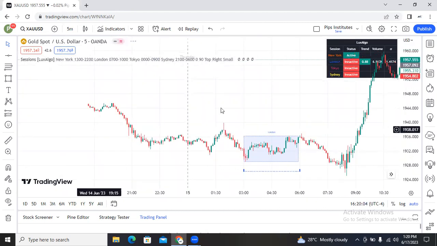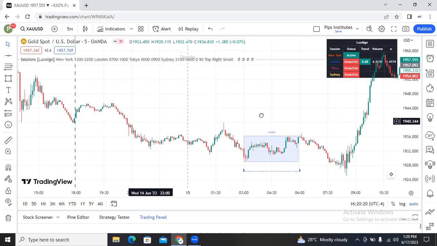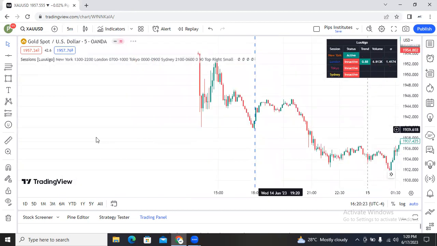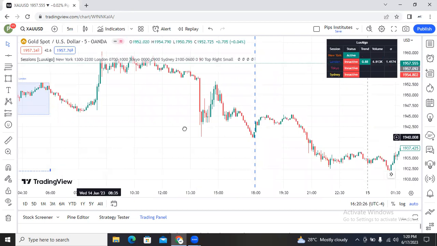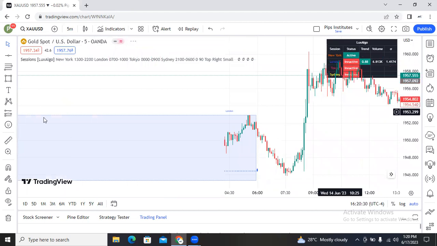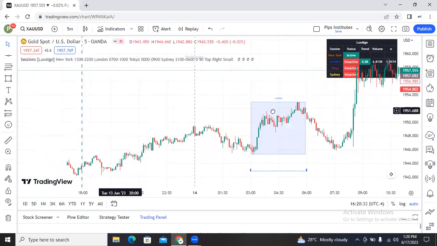Actually, this works for every kind of asset, every kind of pair in the forex market, so you don't have to sit back with just one pair. So you are gonna get a lot of trades around this time.